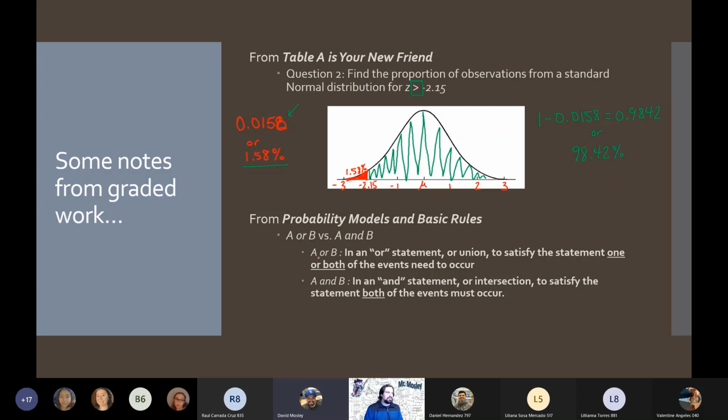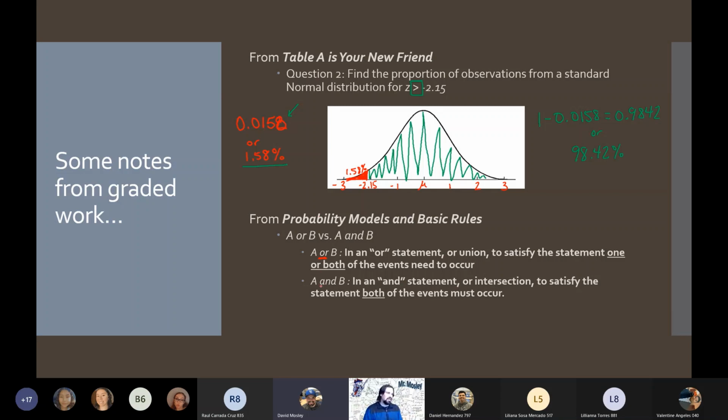In an or statement, or a union, to satisfy the statement, one or both of the events need to occur. If we're talking about probability, the one or the other is fine. You don't need both. They both don't need to happen simultaneously. You just need to have one or the other occur. You've satisfied or.